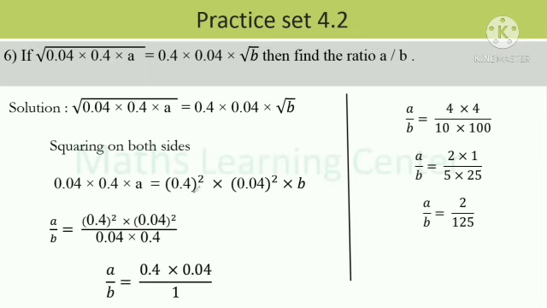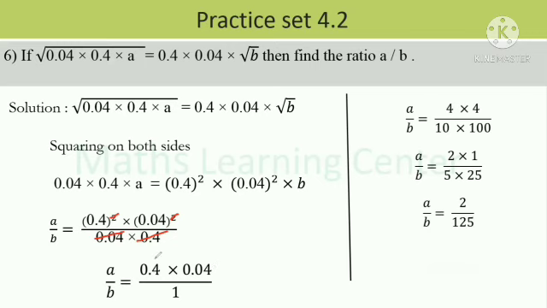Look here, 0.04 is there two times, so 0.04 we can cancel. Similarly 0.4 is there two times, so one we can cancel. So what is remaining? 0.4 into 0.04 upon denominator, nothing is remaining, so 1.